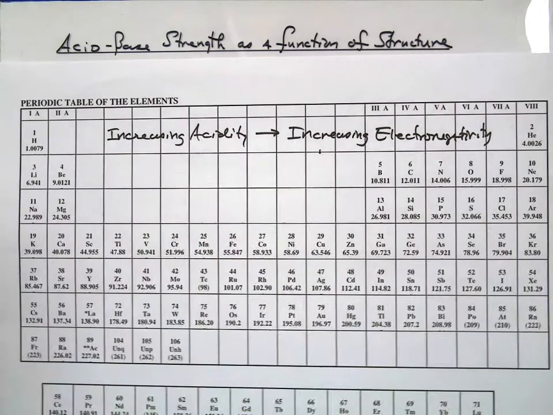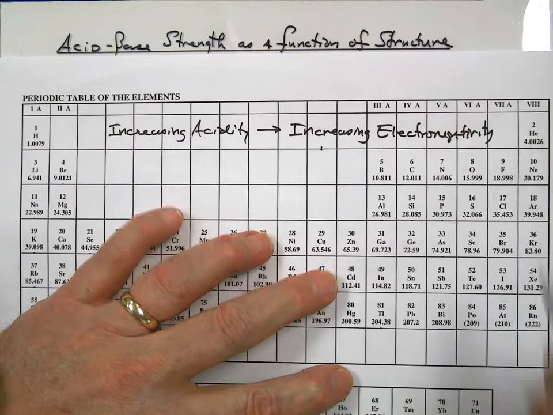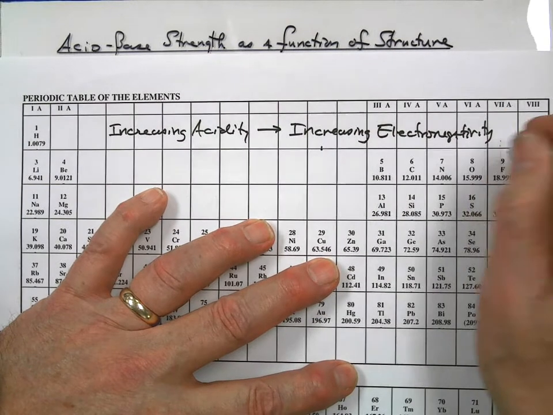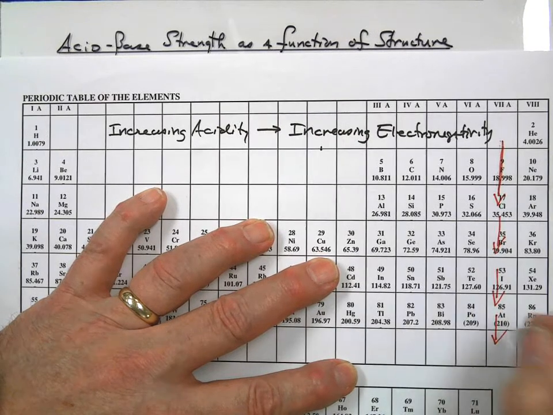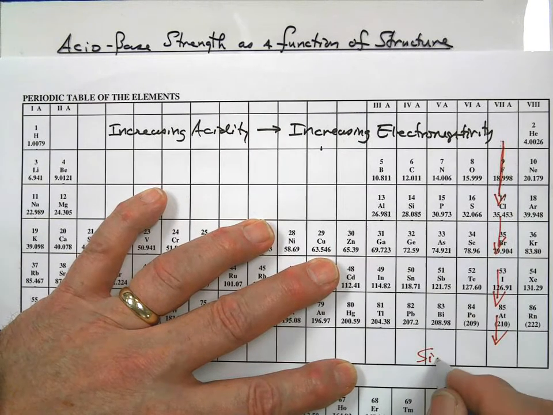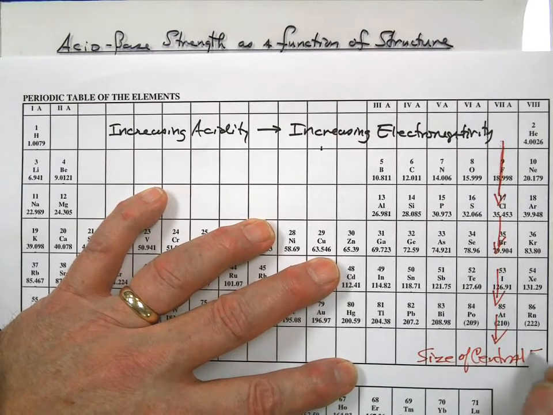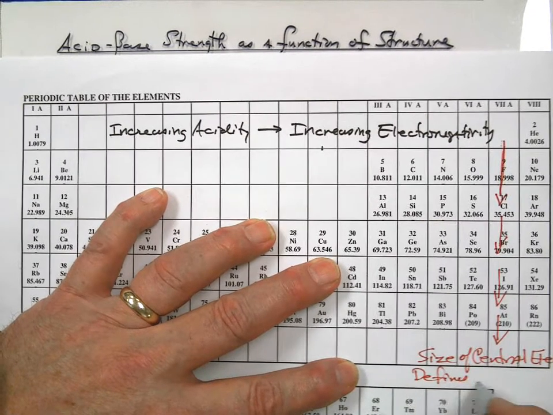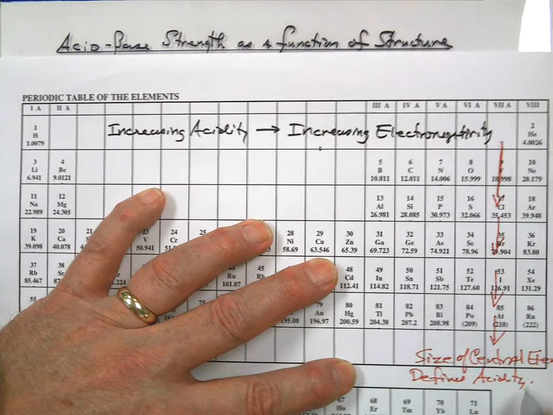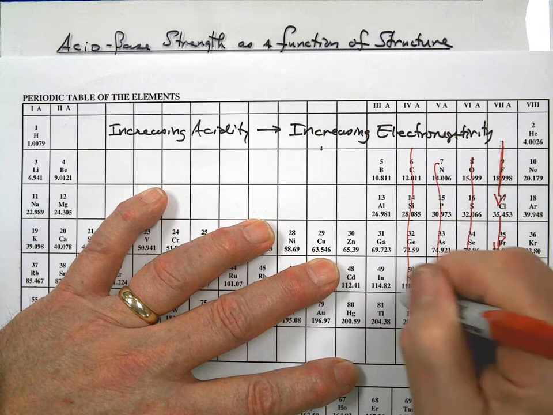So let me get a different color here. So I'm going to go this way. Pen's not there. We go. Size of central element defines acidity. Okay, so up and down, size, all of this right here.